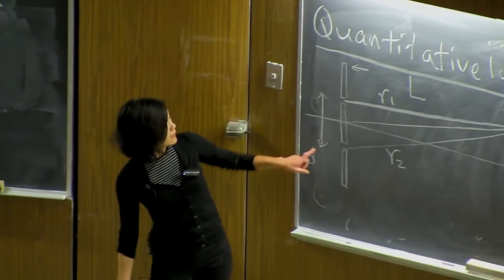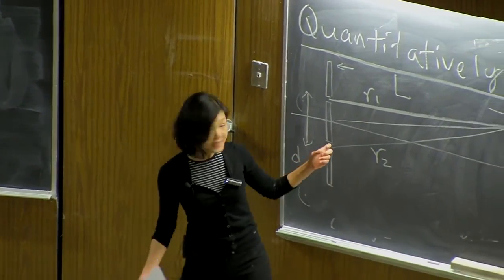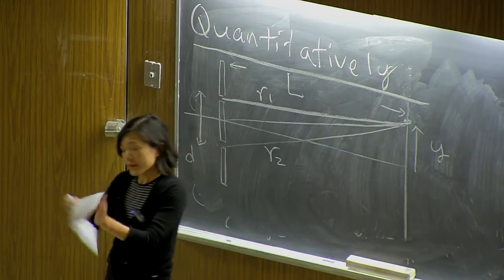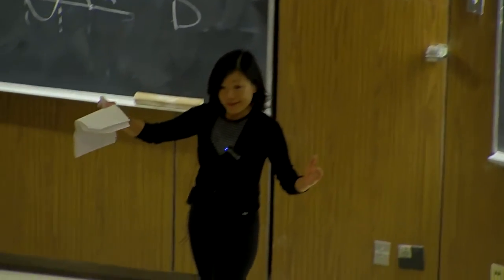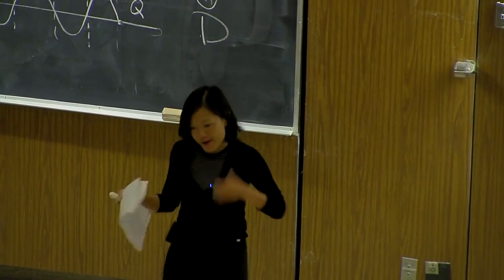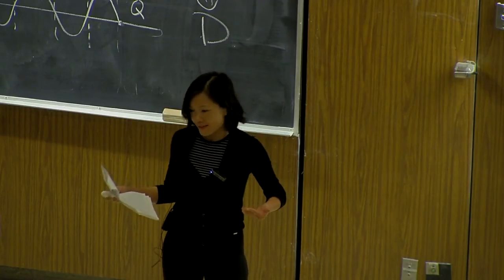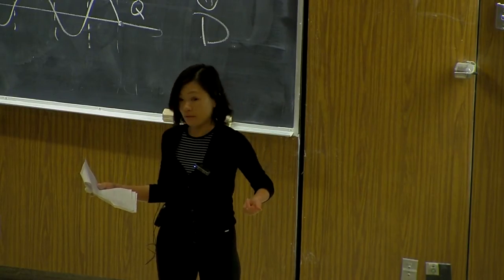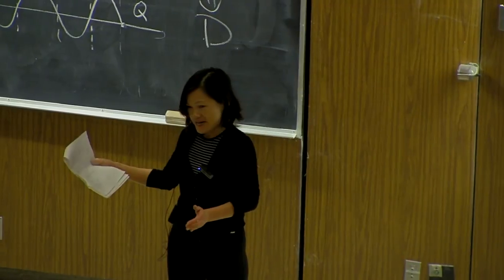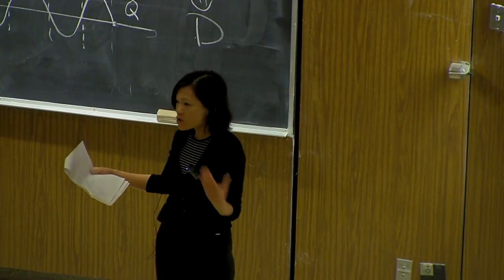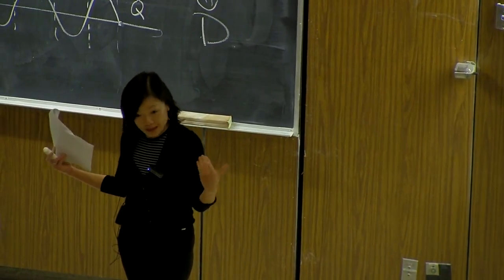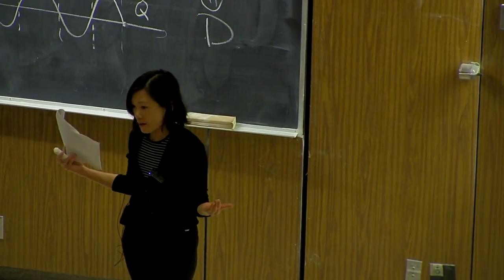In other words, if I know the difference between this distance R2 and R1, that would tell me the phase difference between the two waves. Yes? And if the difference is an integral multiple of the wavelength, either zero or one wavelength or two wavelengths, what kind of interference pattern do you expect? Constructive, right? So let me just write it down.